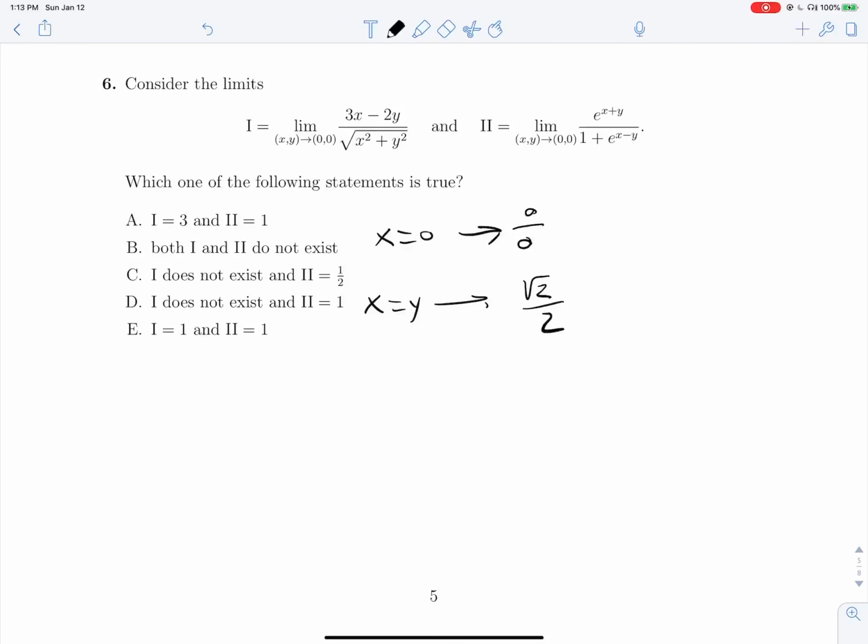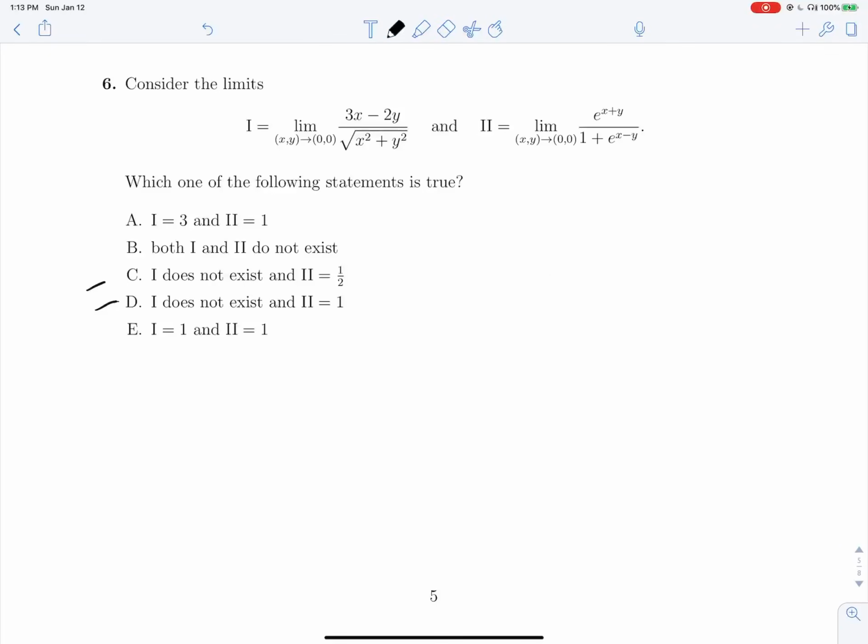Sorry, I have trouble switching my pen around. There we go. So we see that by the two-path test, this limit does not exist, as it doesn't always approach the same thing coming from different paths in 3D space. So we're down to just C and D as options.